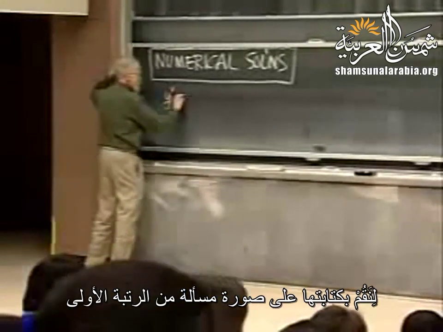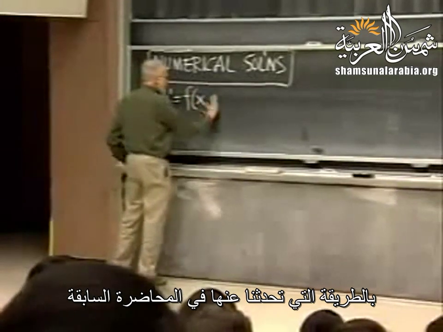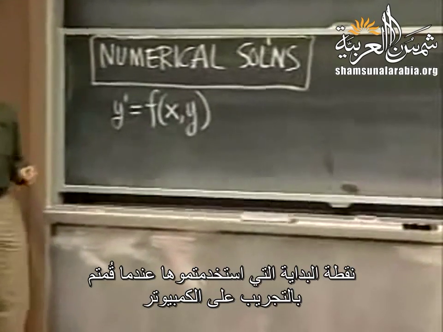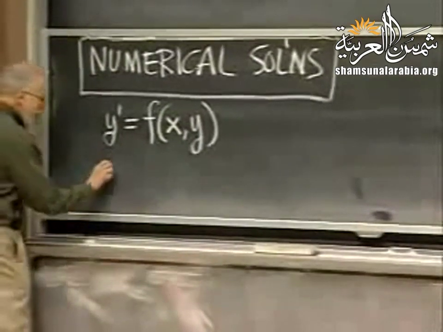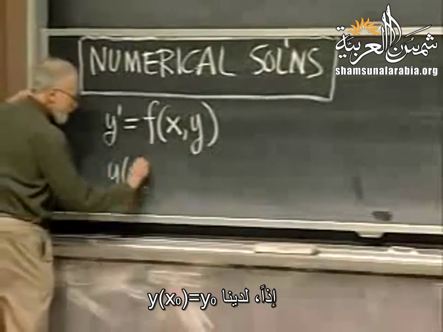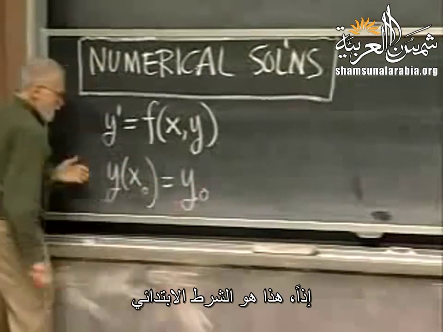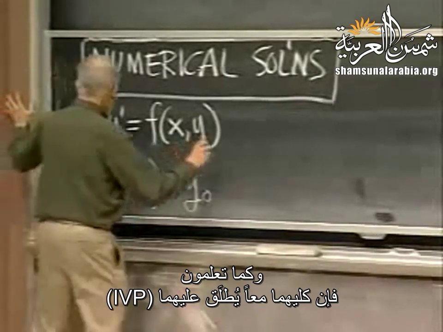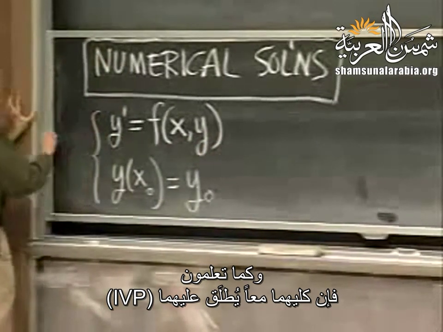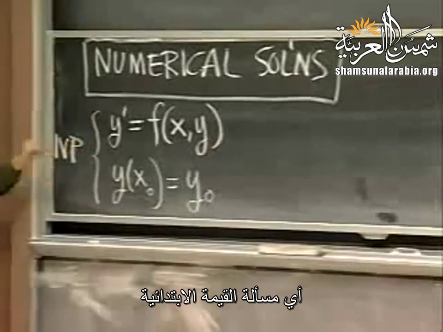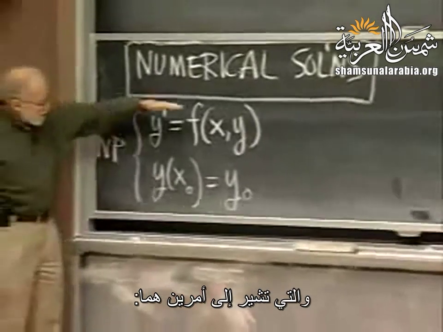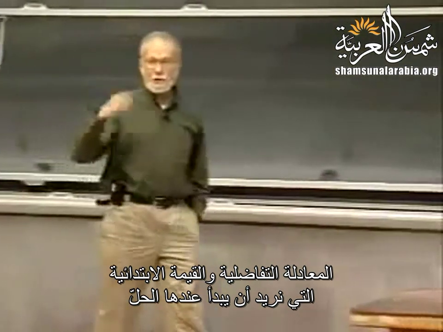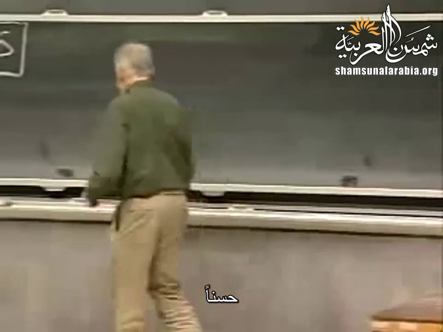Let's write it as a first order problem the way we talked about it on Wednesday. And now I'll specifically add to that the starting point that you used when you did the computer experiments. I'll write the starting point this way: y of x0 should be y0. So this is the initial condition, and this is the first order differential equation. As you know, the two of them together are called an IVP, an initial value problem, which means two things: the differential equation and the initial value that you want to start the solution at.